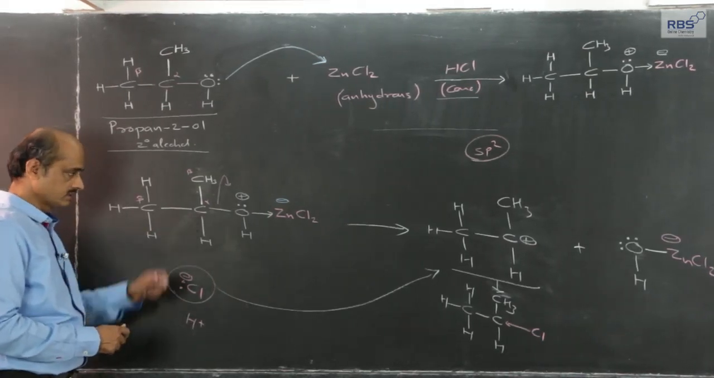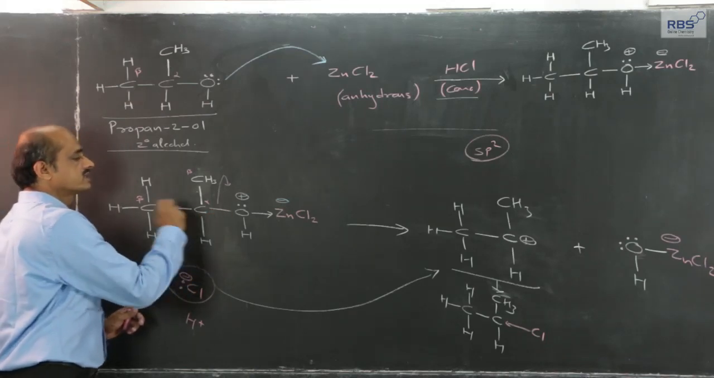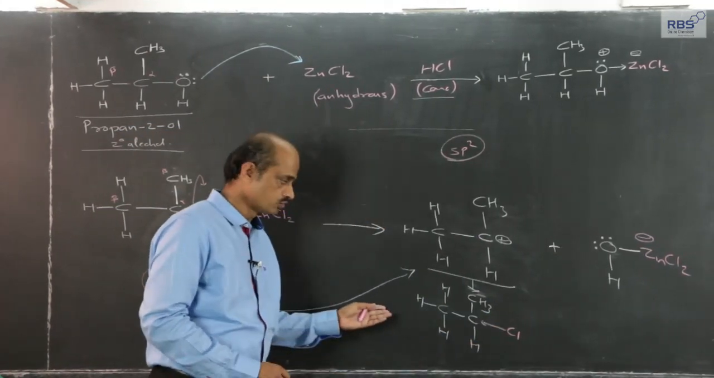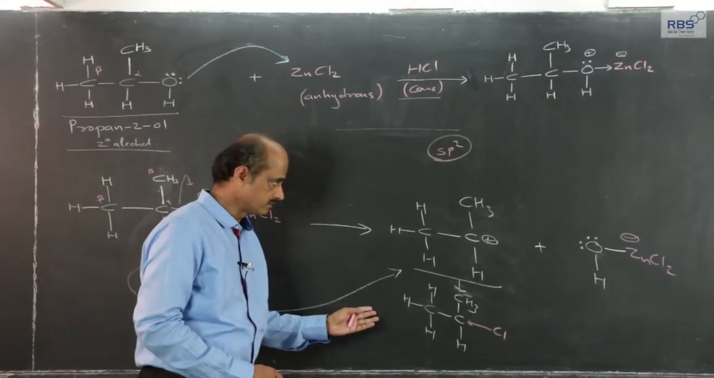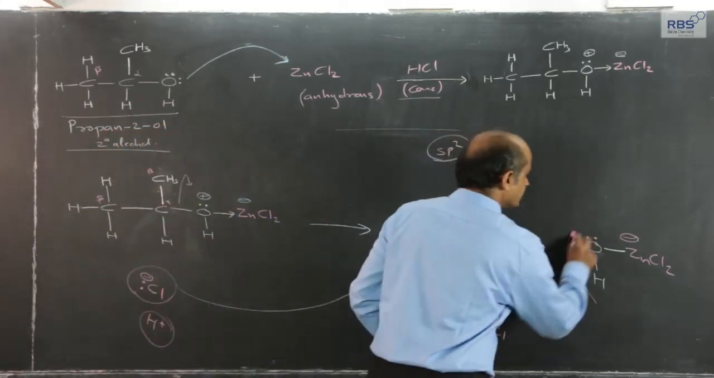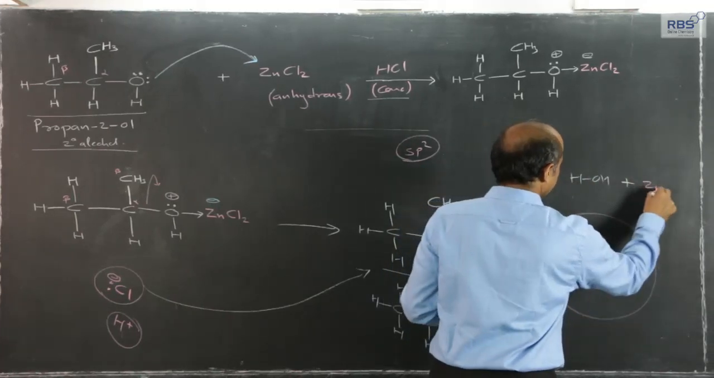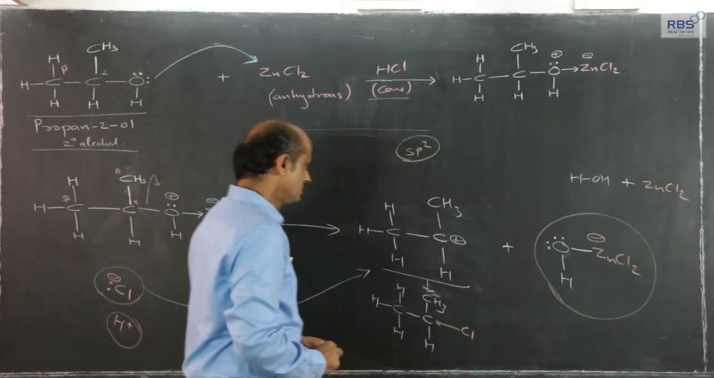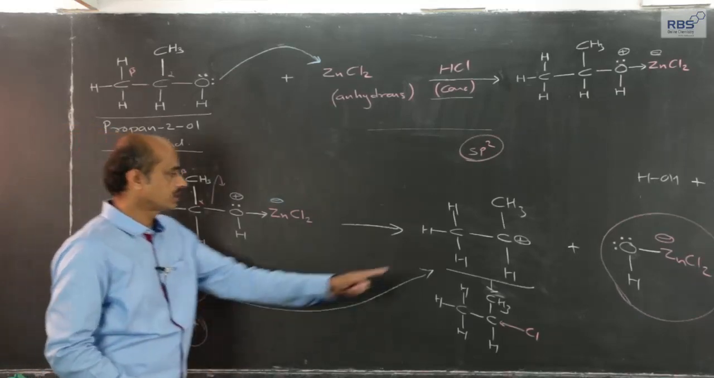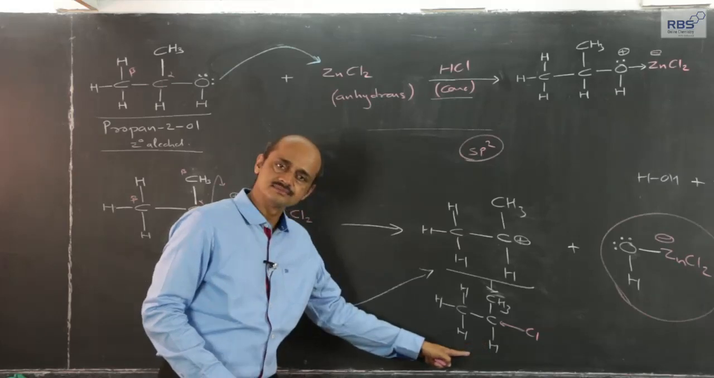Cl minus attacks the alpha carbon, but here the attack of Cl minus takes place after the heterolysis of this bond, and we get this product, isopropyl chloride or 2-chloropropane. And again, similarly, this H plus and this part will react to give water, and we get back ZnCl2. That is similar. The only difference is the first breaking of this bond giving rise to the carbonium ion, and then the attack of Cl minus ion giving rise to the alkyl chloride.